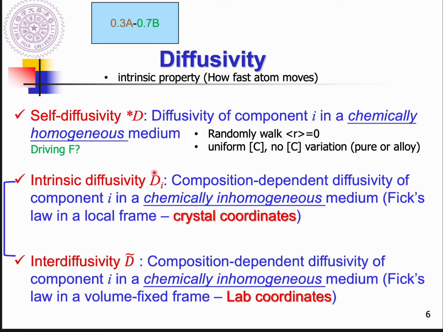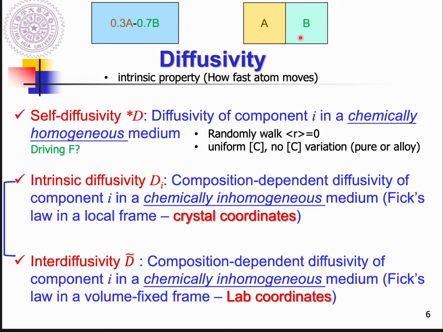So what are the differences? The first one is that the diffusivity is composition dependent, which means the diffusivity will change with the composition of the materials. And the material we are talking about is a chemically inhomogeneous medium. Inhomogeneous medium tells you that the material system we talk about will be like this, for example, like this.